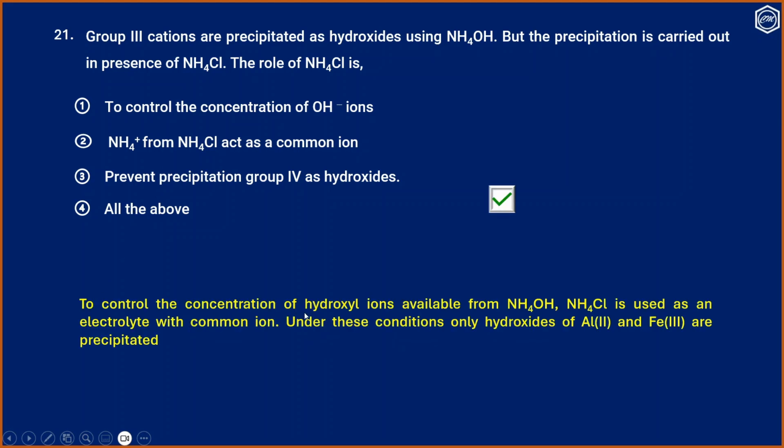To control the concentration of hydroxyl ions available from NH4OH, NH4Cl is used as an electrolyte with a common ion. Under these conditions, only hydroxides of aluminum and iron are precipitated.